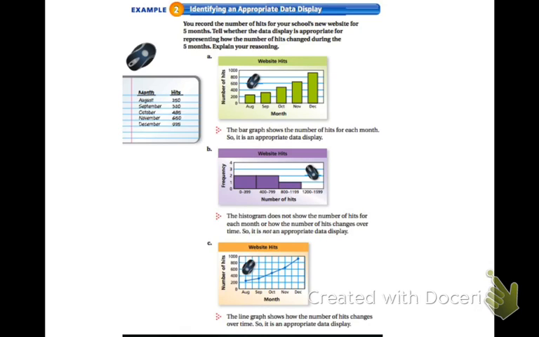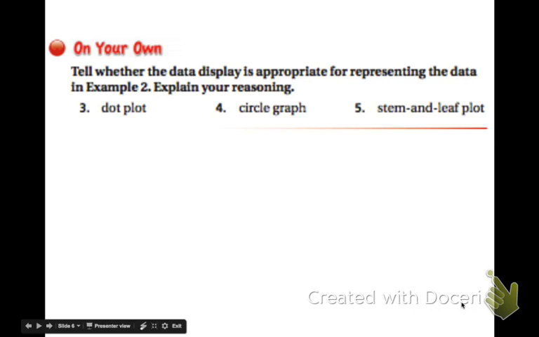Looking at C, when you look at the line graph, because obviously a line graph changes over time, it works great to show us the increase. So let's see if some other ones would work. Do you think that a dot plot would work to show the data over time? No, it would not. We're using the same information from example 2 on website hits, and no, a dot plot would not show the number of hits over time.